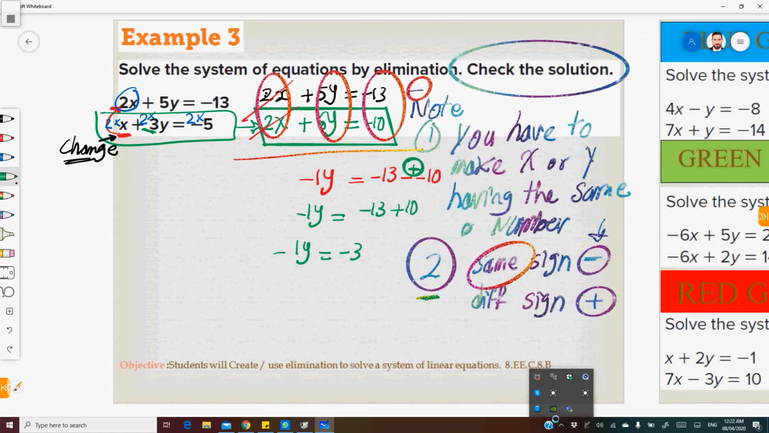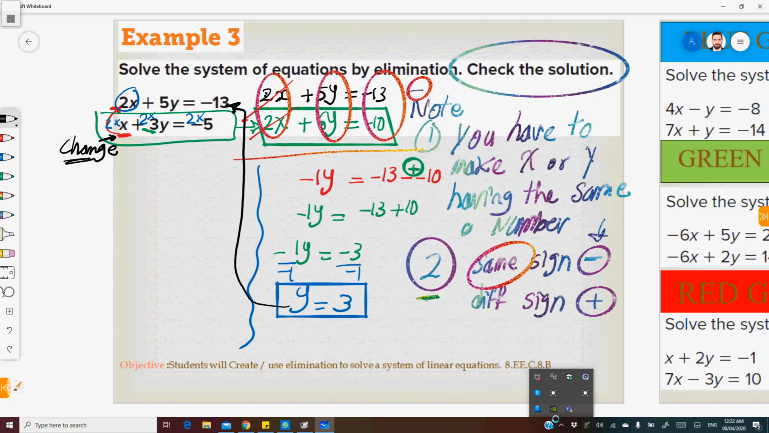How can I get only y? By dividing both sides by negative 1. So y is equal to 3. Once y is equal to 3, how do you get x? You have to get x by substituting. You will substitute y equal to 3 in any one of these equations, any equation. So for example, 2x plus 5, I'm not writing y because I'm going to substitute it, equal negative 13.